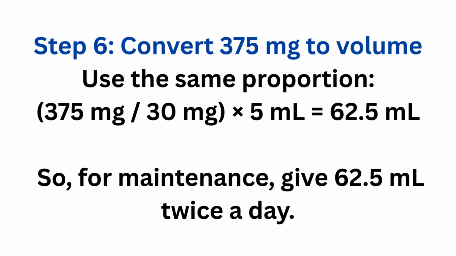Step 6. Convert 375 mg to volume. Now, let's convert the maintenance dose from milligrams to milliliters. We use the same concentration, 30 mg equals 5 milliliters. To find out how many milliliters are needed for 375 mg, we set up a proportion, 375 divided by 30, then multiplied by 5. That gives us 375 divided by 30 times 5 equals 62.5 milliliters. So, for the maintenance dose, the child should receive 62.5 milliliters twice a day.